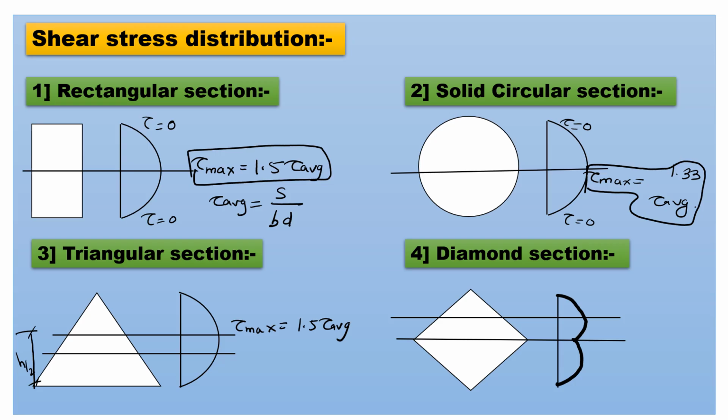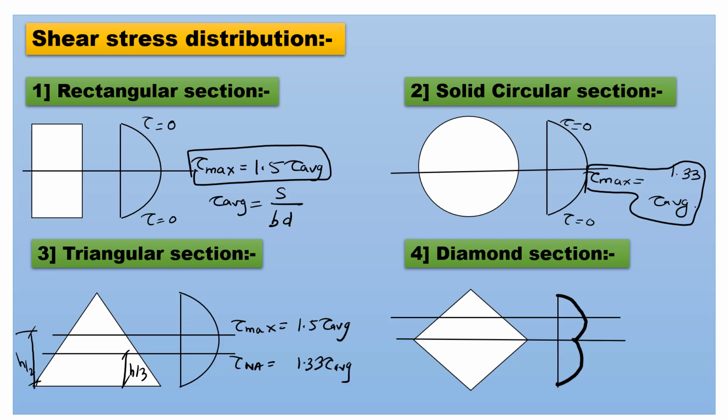And there is one more value of the shear stress, which is on the neutral axis. In case of rectangular section and circular section, neutral axis and center are the same, but in case of triangular section both are different. Here the neutral axis of the triangular section is h by 3 from the base, and for this the shear stress is 1.33 tau average.